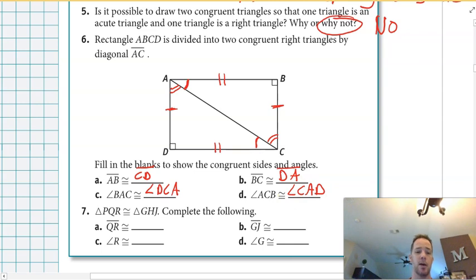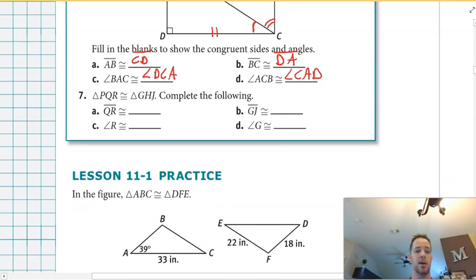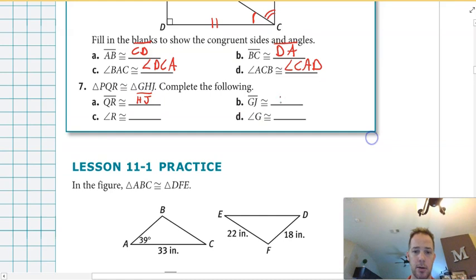All right. Here we don't have a picture, but we do have a statement, so it should make number 7 a little bit easier, since this statement helps us identify where these are. So QR, second and third letters, HJ. So segment QR is congruent to HJ. JG, first and last, so PR. Segment JG is congruent to segment PR.